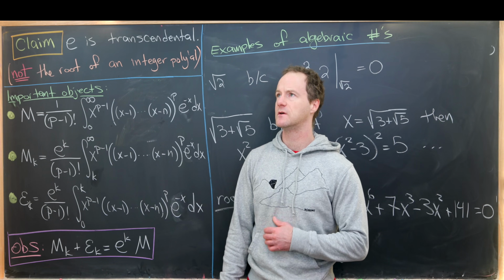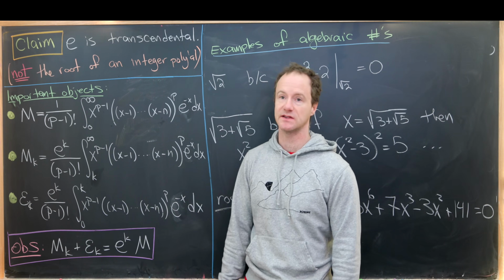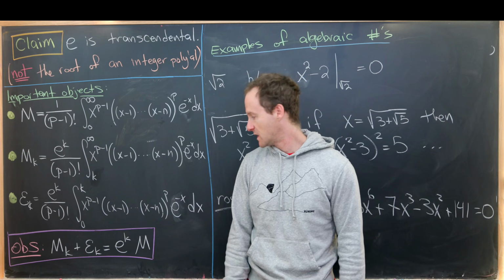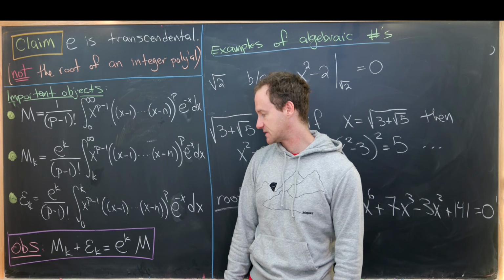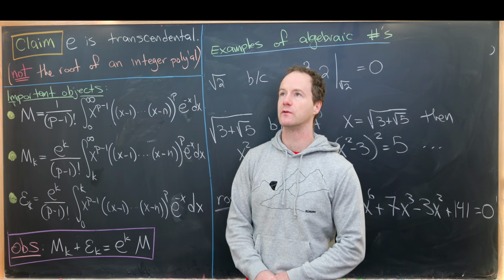Now let's notice from some elementary properties of integrals, if we add m sub k and epsilon sub k, these two integrals fuse together into this one, meaning we have the following equation down here. M sub k plus epsilon sub k equals e to the k times m, which we'll use during the proof.